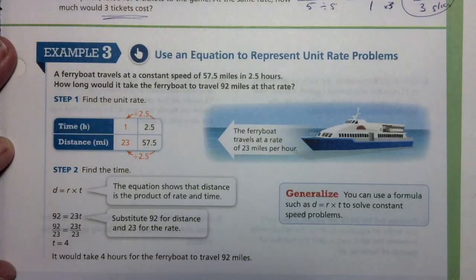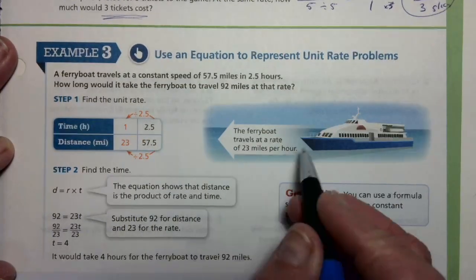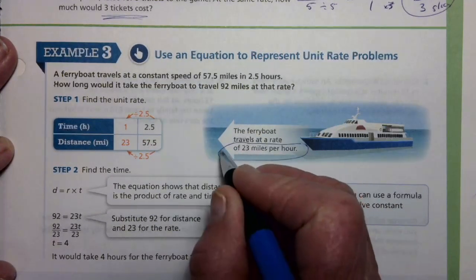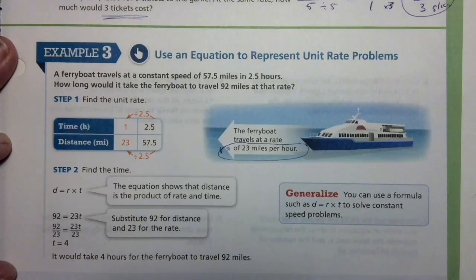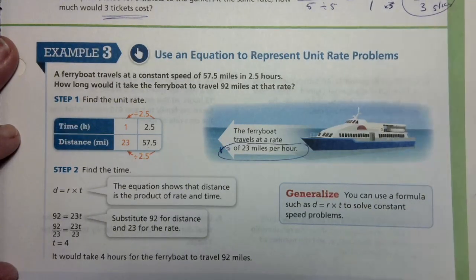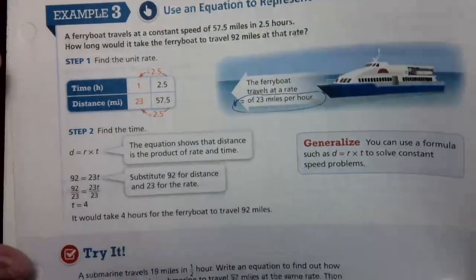So let's see, if they take 57.5 and divide it by 2.5, then you get the 23 miles per hour. So there's their rate right there. Okay? Now then, we're going to find the time. Now look at what they've got right here.